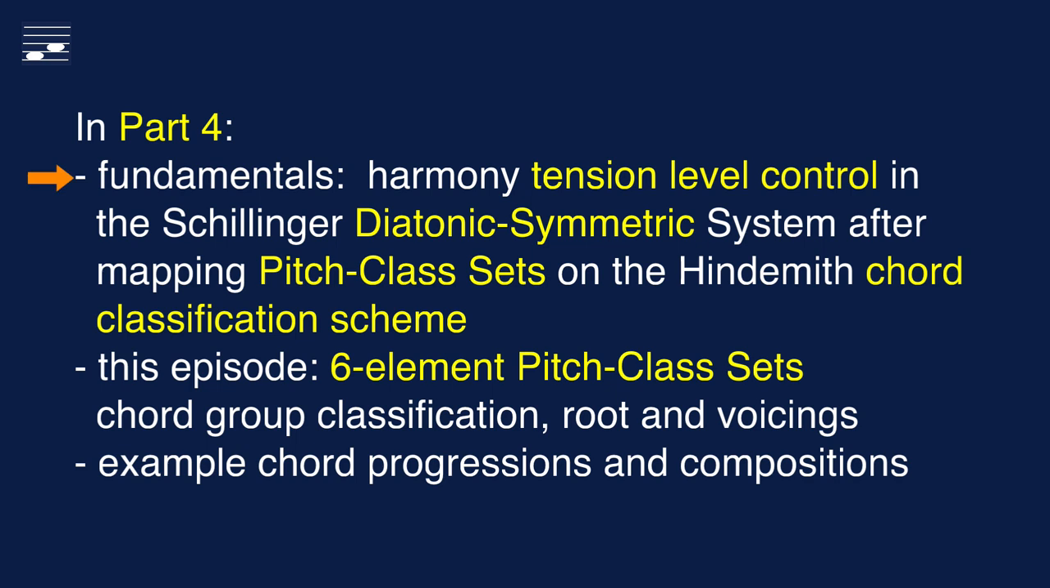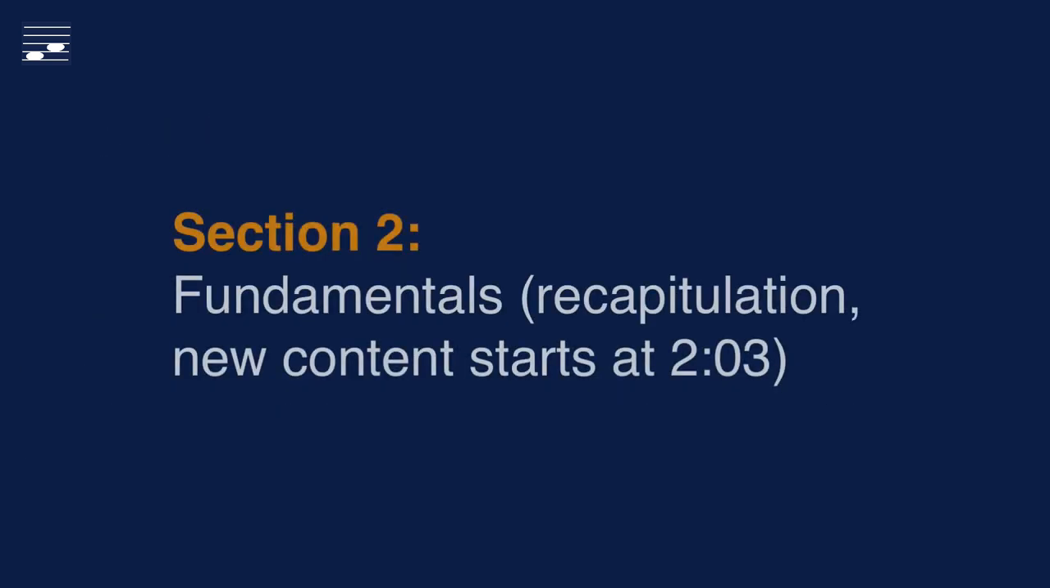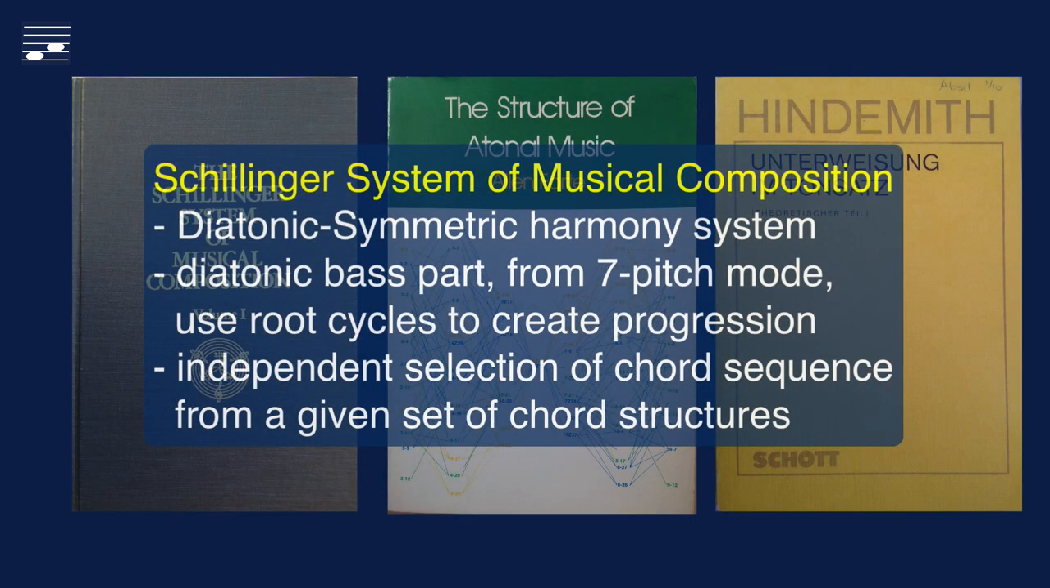There's an extension to the Schillinger diatonic-symmetric harmony system by introducing pitch class sets after a chord group classification according to Hindemith. This episode focuses on PC sets with 6 elements, and there will be 2 examples discussed in detail. In the Schillinger system, there's the diatonic-symmetric harmony system, which is characterized by the separation of the diatonic bass part from the upper parts. These are based on a given set of chord structures from which a chord progression is constructed.